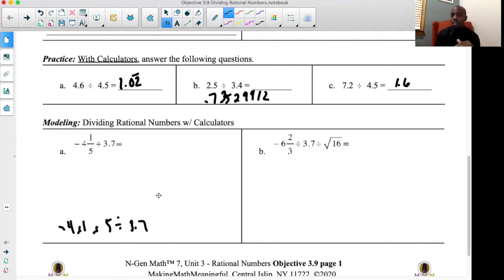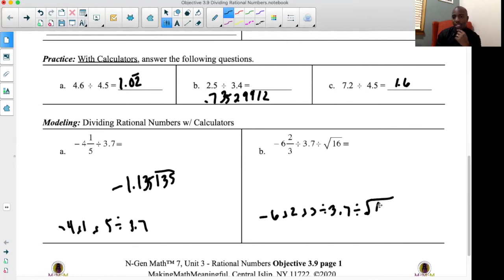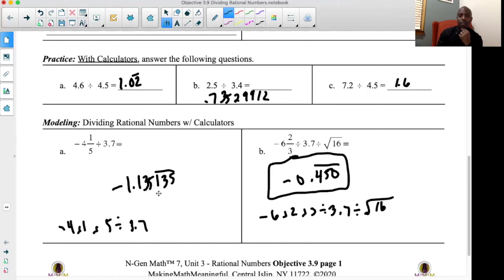Once you type it in the calculator, it should pop out the answer, which is going to be -1.135135, and you'll notice that the 135s continue. So that's our answer. For B, once again, we're going to type in -6, ABC 2, ABC 3 divided by 3.7 divided by the square root of 16, which is second X squared, also known as 4. When you do that, your answer comes out to be -0.450, and that 450 repeats too. These are considered rational numbers. Why? Because they have repeating decimals. And I'm pretty sure I can turn these into fractions as well.